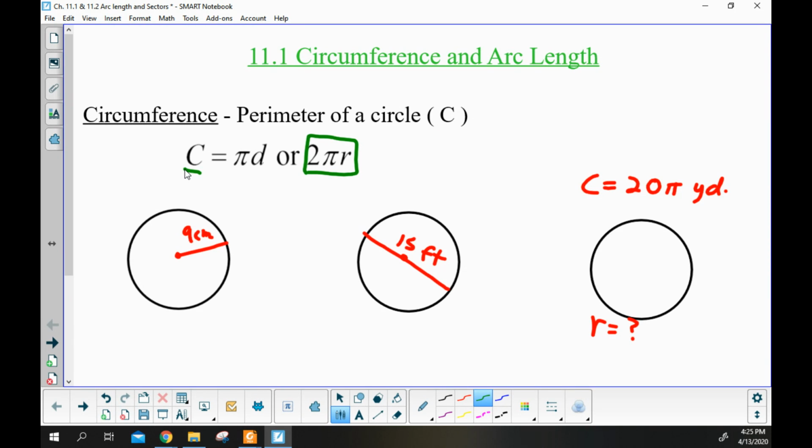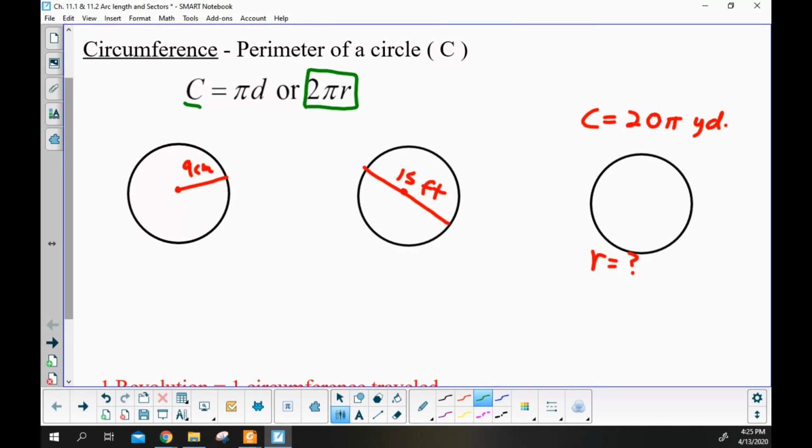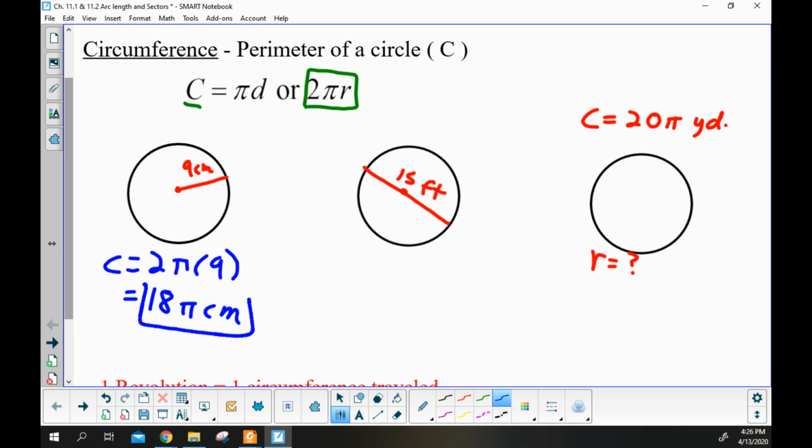All right, I have a couple of examples here, just some basic ones to go over. We want to find the circumference of the first one. Looking at the first one, we see that the radius is 9 centimeters. So my circumference is equal to 2 pi times 9, and 2 pi times 9 would be 18 pi centimeters. That's an exact answer, and that's where I want you to leave it. Unless I ask you to change pi, don't change it. Leave pi as pi.